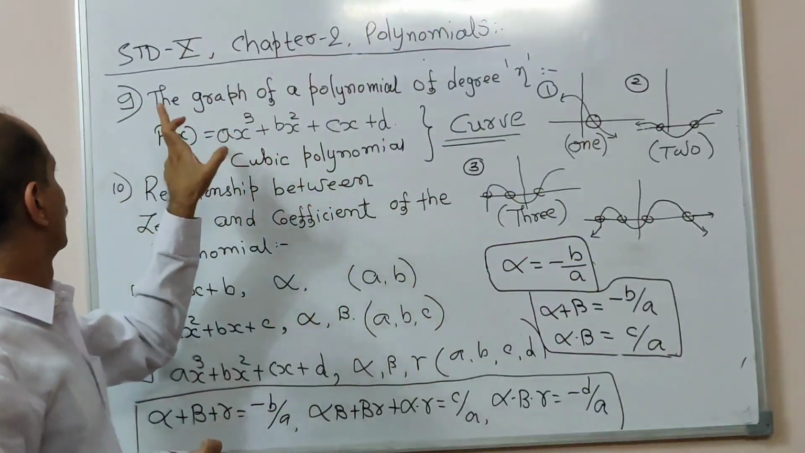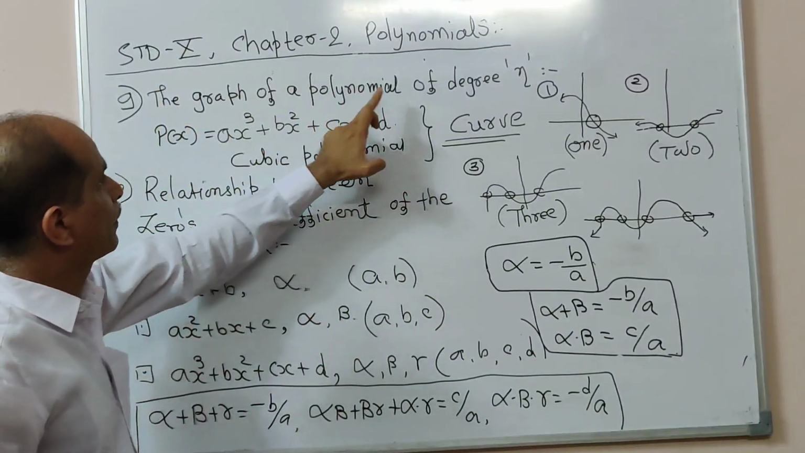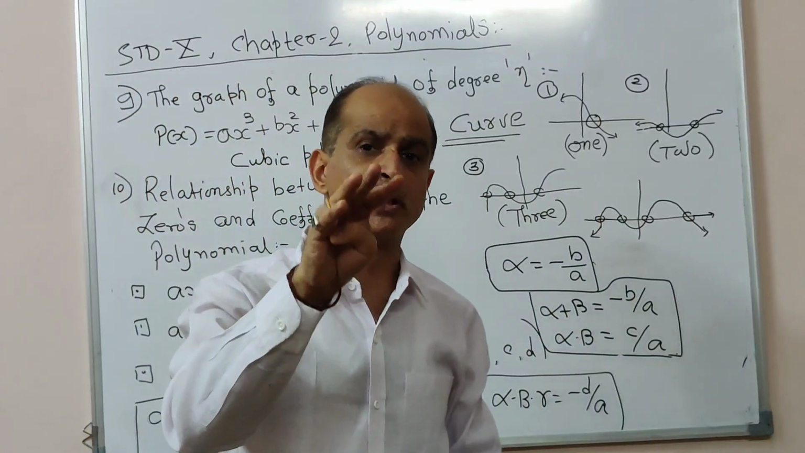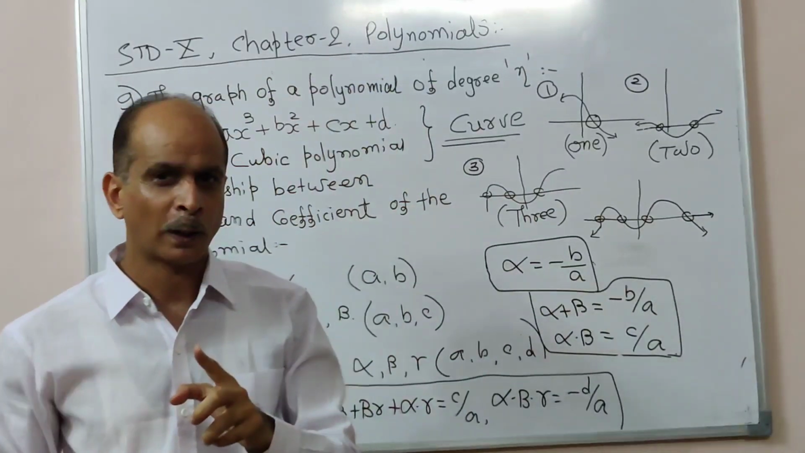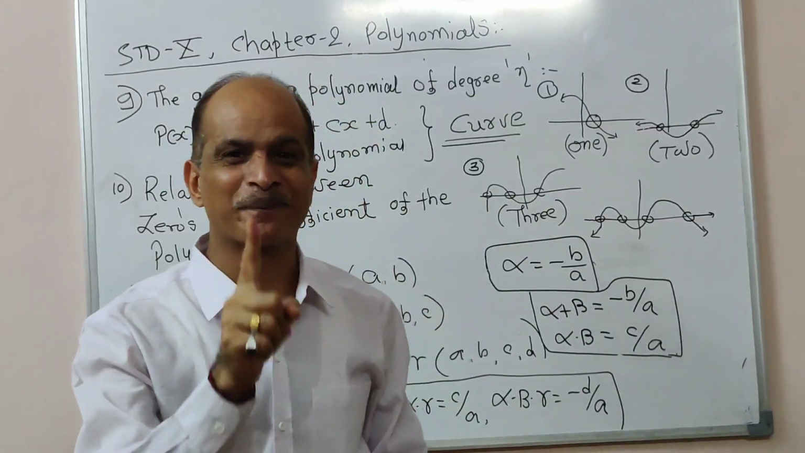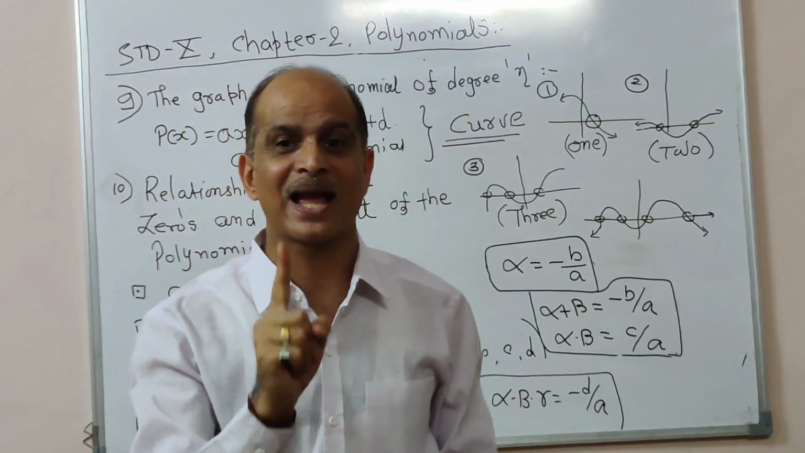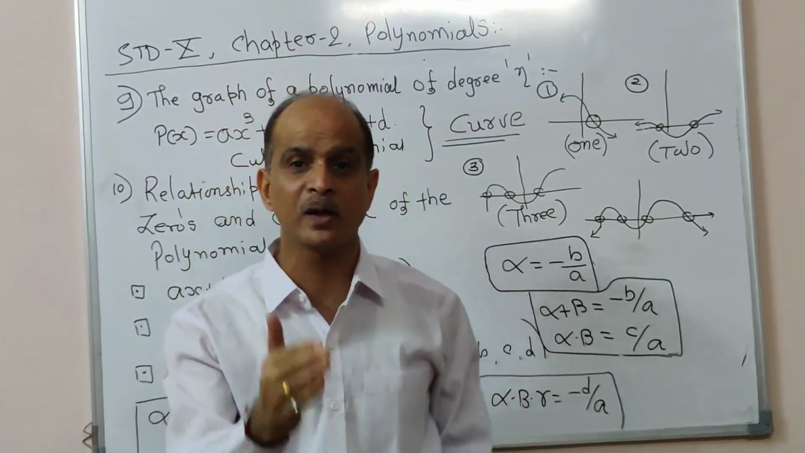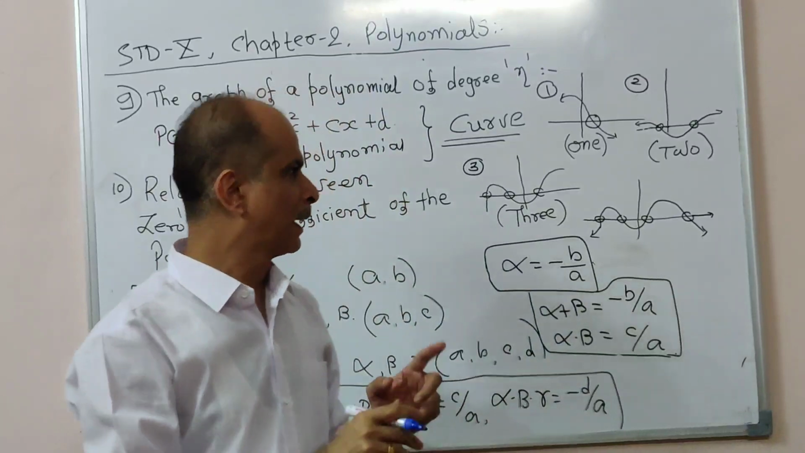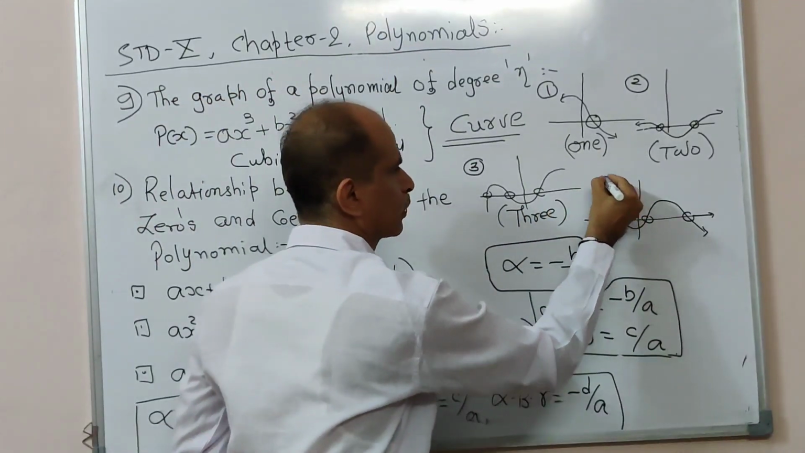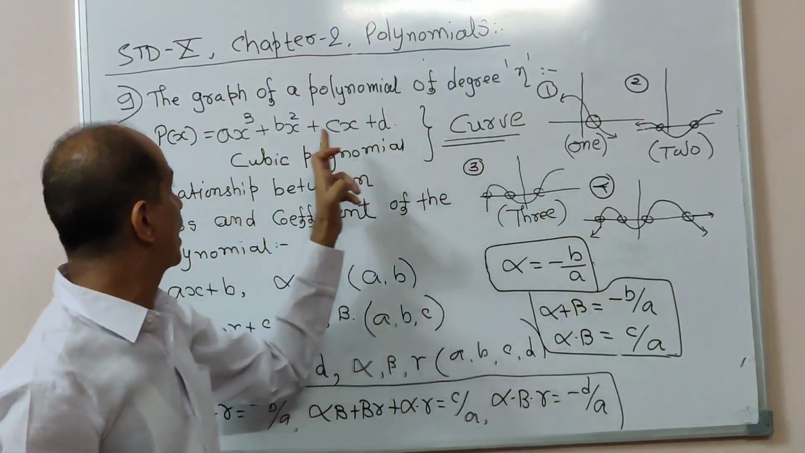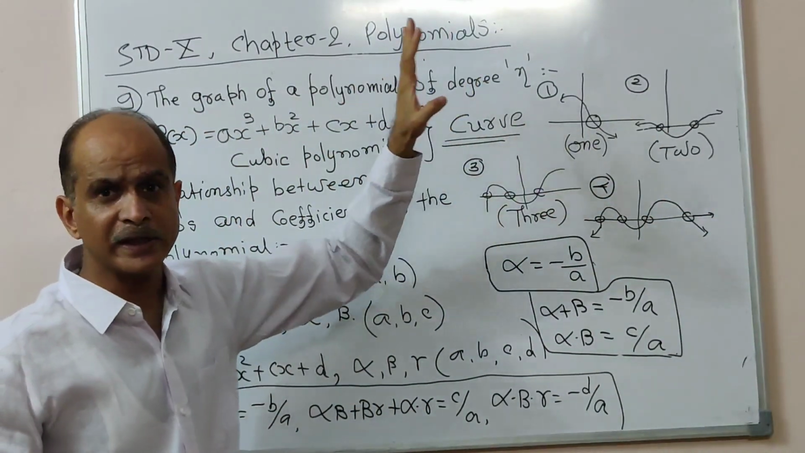Well, so the concept is the graph of a polynomial of degree n. Suppose the degree of this polynomial is 4. So the nature of the graph is a curve, and the graph intersects the x-axis at either 4 points, 3 points, 2 points, 1 point or no point. Let me take one example for you. Fourth one. You know, here the graph is a curve, and that's why it is a polynomial of degree n.